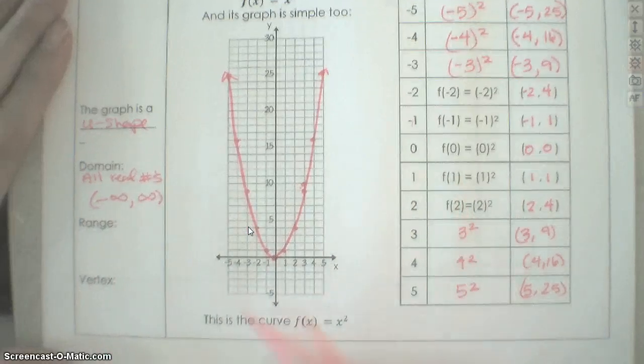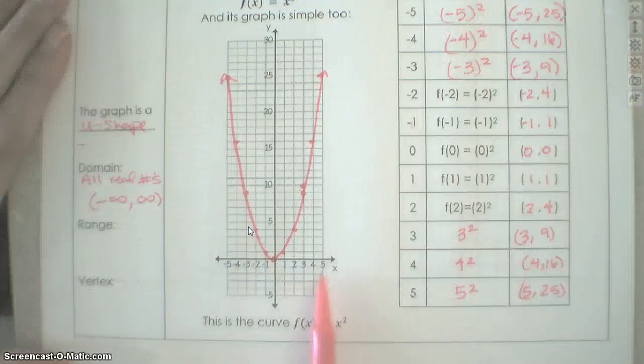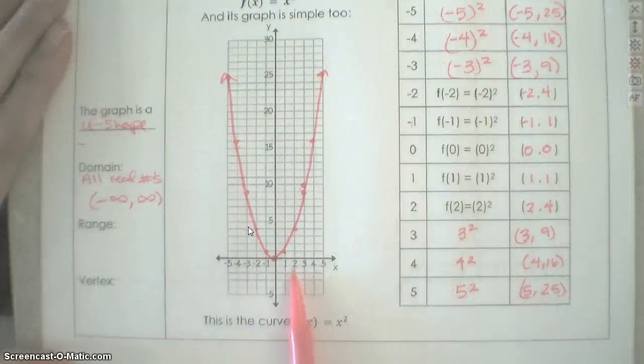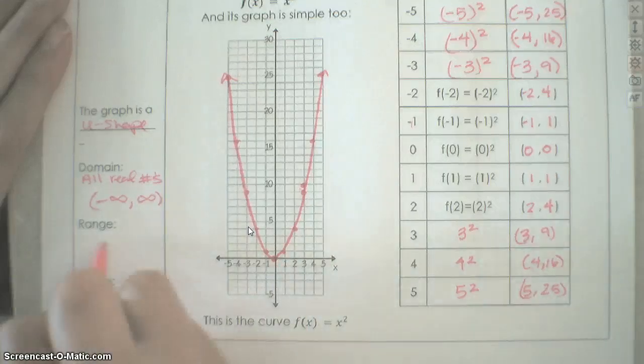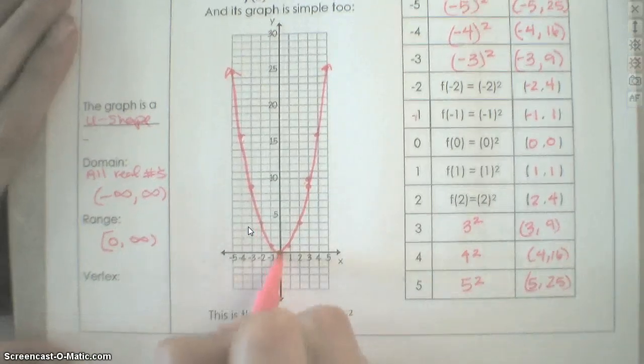Our range is our y values. So looking from here, it looks like we're going up, but do we have any down here? No. So 0 is the lowest y value. So that means we're going from 0 to positive infinity. And the vertex point right here is 0, 0.